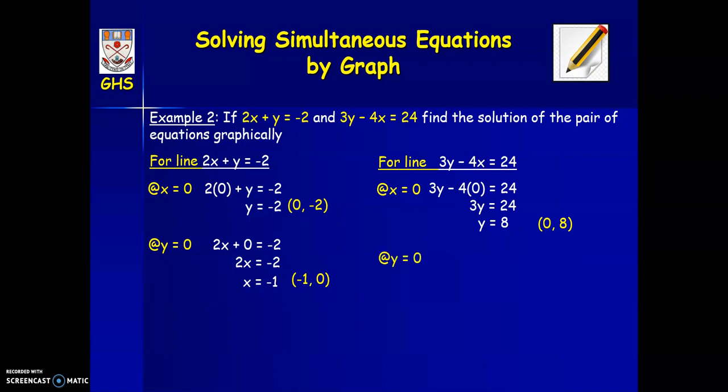At y equals 0, this becomes 3 times nothing, subtract 4x equals 24. So this just simplifies to minus 4x equals 24. So dividing, we get x equals -6. So our coordinate point here is x coordinate of -6, y coordinate of 0.